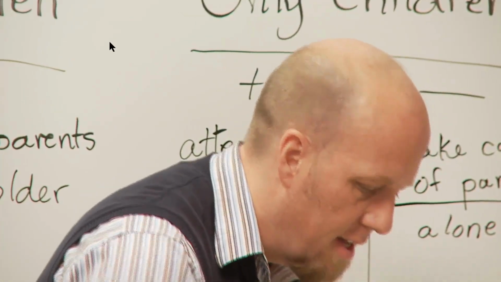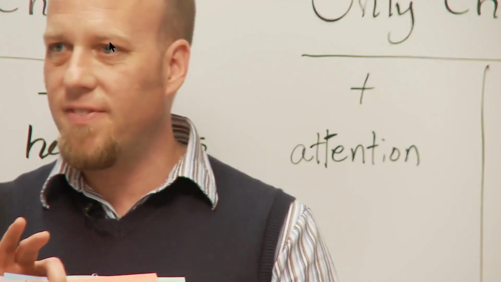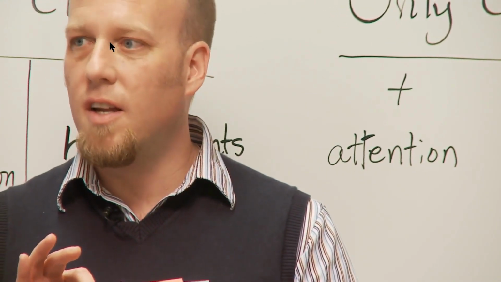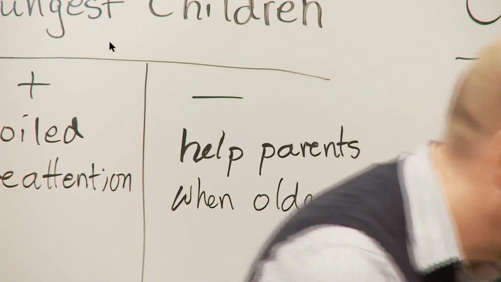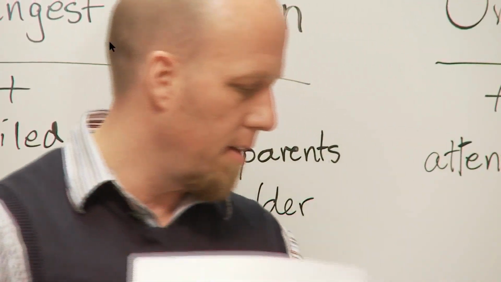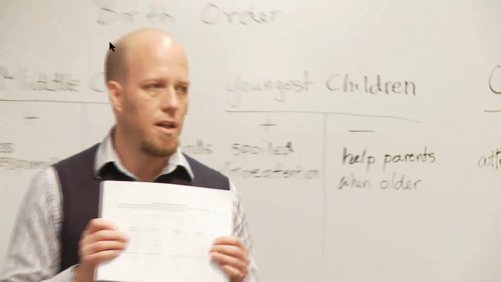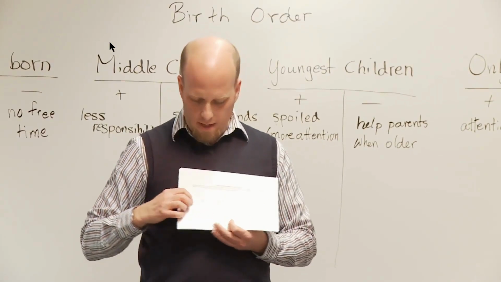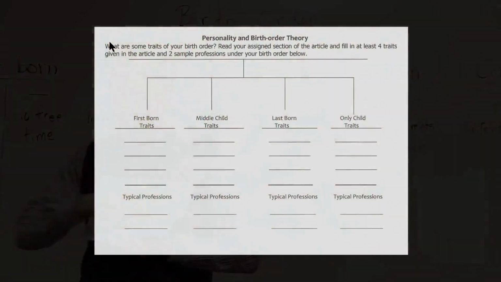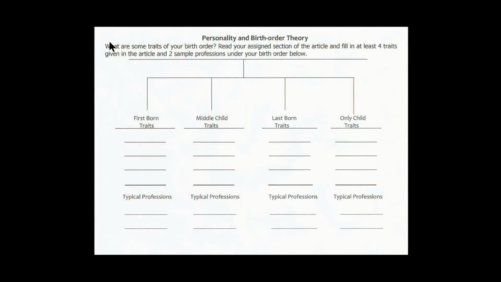So we're going to read these right now, and you're going to read all of them? No. Just the one for your group. And what are you going to do with this paper here? Yeah, you're going to look for your trait and then fill out the traits for your birth order. Thank you, birth order.